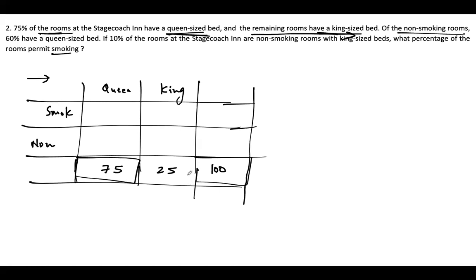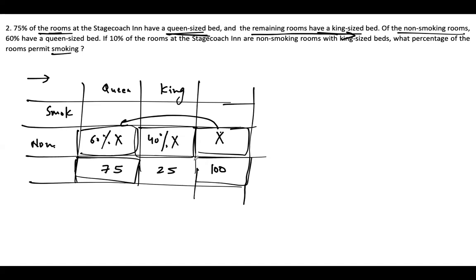Of the non-smoking rooms, these are the non-smoking rooms, 60% have a queen size bed. So let's say this is X. This box will have 60% of X, the non-smoking rooms having queen size beds. So 60% of X. What will be this value? 40% of X.